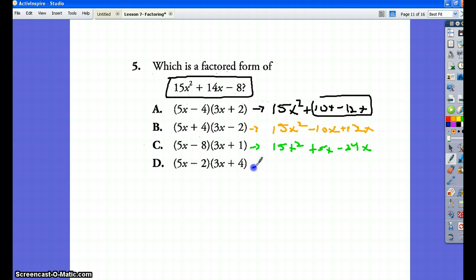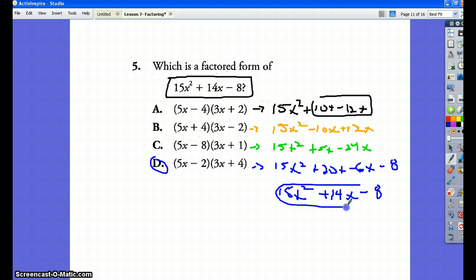So let's try this final one. I mean, obviously this has to be the right answer, but let's try 15x squared plus 20x minus 6x. So 20x minus 6x is 14x. Finish it out, negative 2 times 4 is going to be minus 8. So if we clean that up, 15x squared plus 14x minus 8. That checks to this. Therefore, this has to be the right answer.